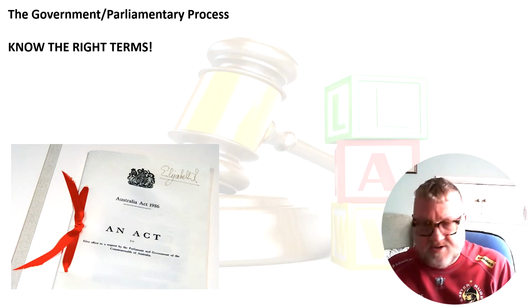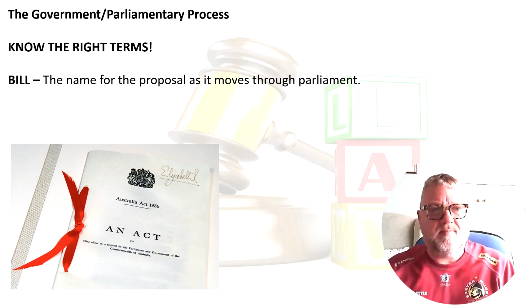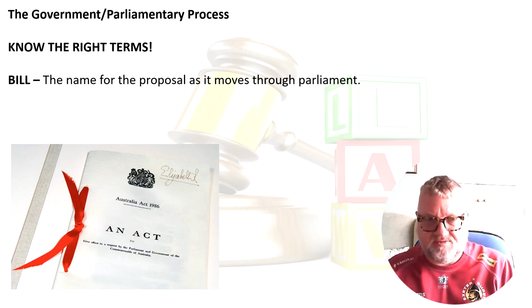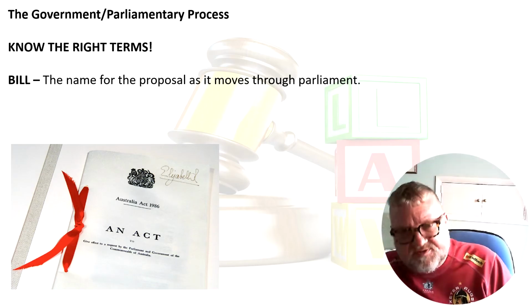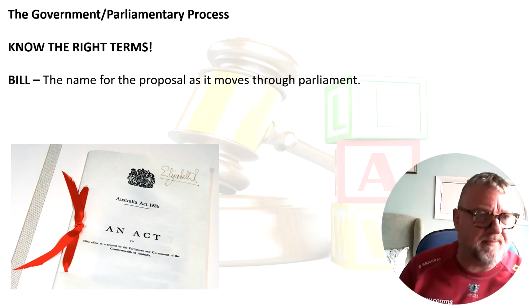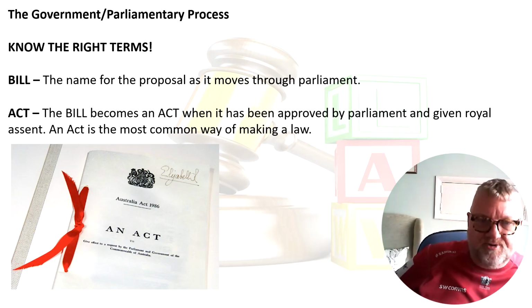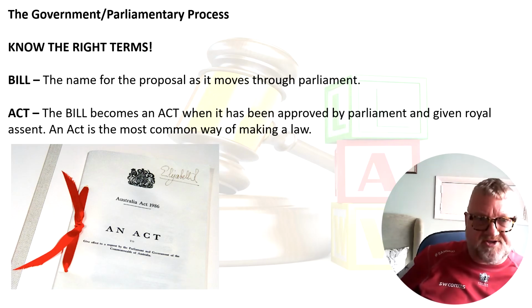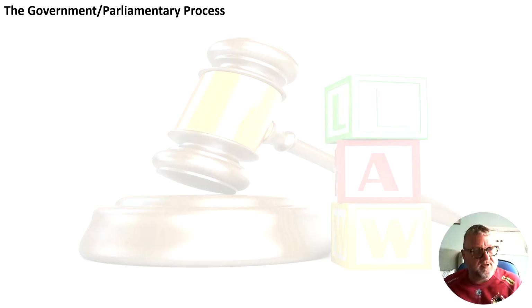So first of all, know the right terms. A bill is the name for the proposal as it moves through Parliament. So every law starts as a bill, and then after it's come out of Parliament, it becomes a statute, legislation, law, whatever you want to call it. An act is when it's been approved by Parliament and given royal assent. So an act is a law, a bill is not yet a law, it's just moving through Parliament. So let's look at the process.